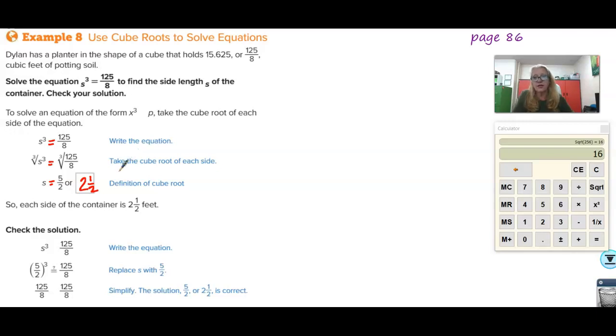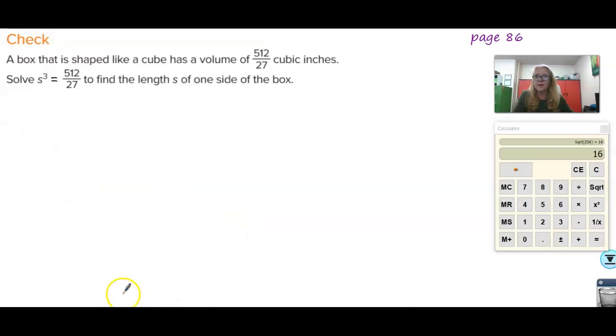Then they tell you can check the solution by taking the 2.5 and cubing it and seeing if it goes back to 125 over 8. And of course it does.